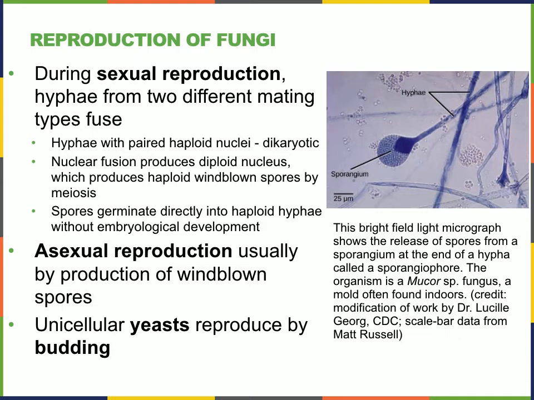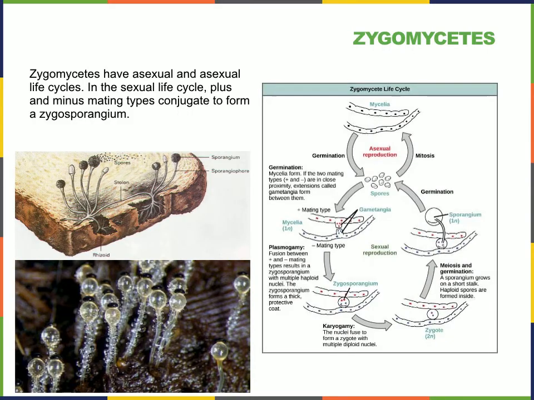Fungi growing in liquids, though, can remain unicellular, and then we usually see oval or circular cells, which we refer to as yeast, and usually those will reproduce asexually by budding. Your book goes through the major groups of fungi. I don't care if you know the Zygomycetes or the Basidiomycetes and stuff like that. I just want to give you an example here.